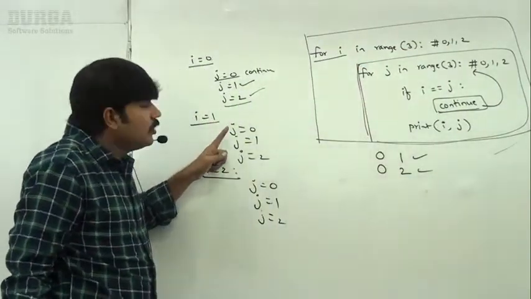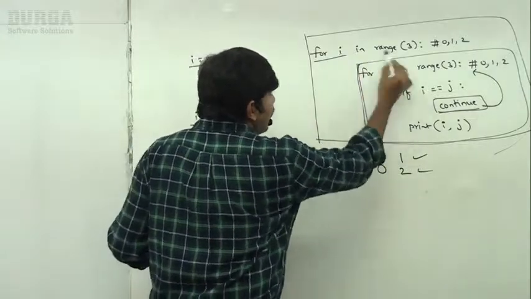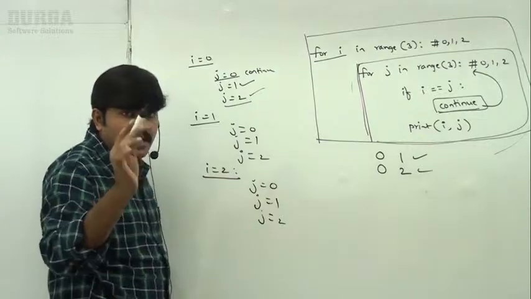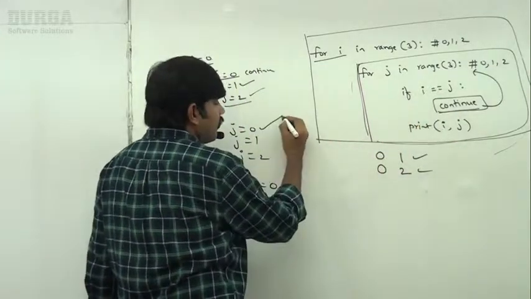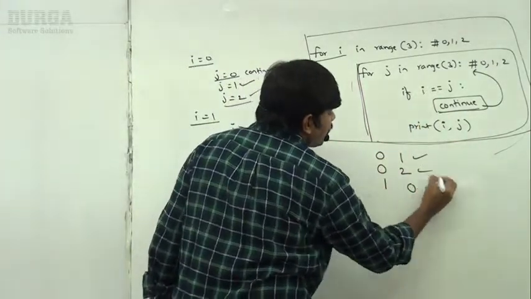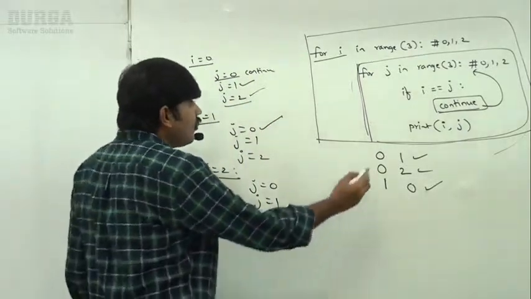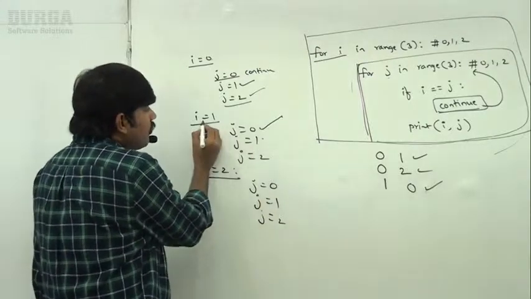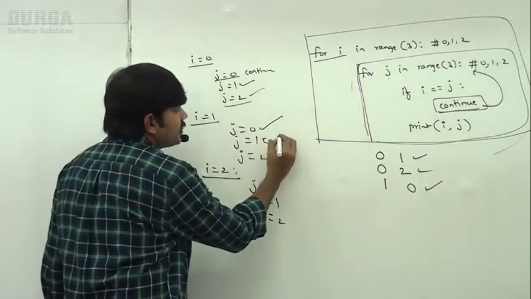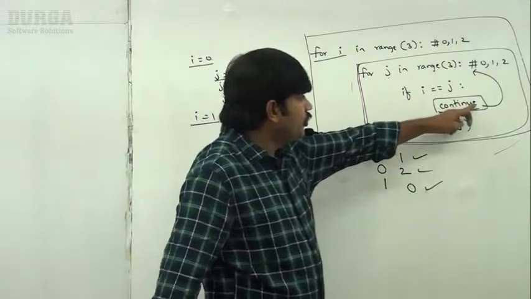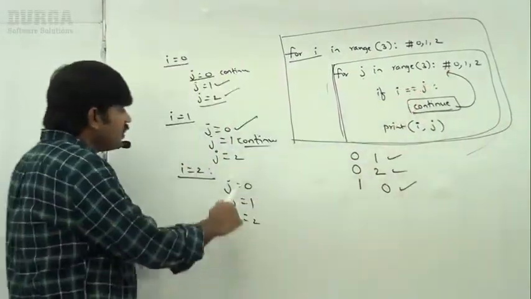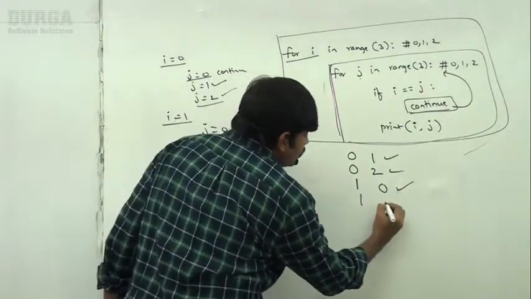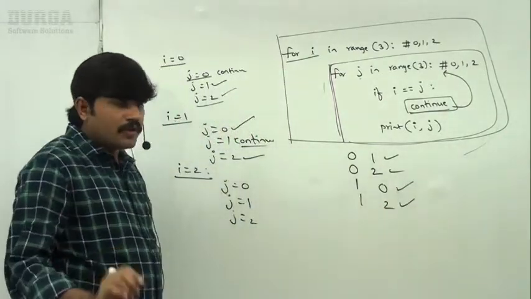What is the i value, sir? 1. So i value is 1. Again this inner loop is initialized, j is 0. 1, 0, both are not equal, so print 1, 0. 1, 0 printed. Now j value will be incremented. j is equal to 1. So i is 1, j is 1. Just continue. Go for the next j. What is the next j value? 2, sir. i is equal to 1, j is equal to 2. Both are not equal, so print 1, 2.